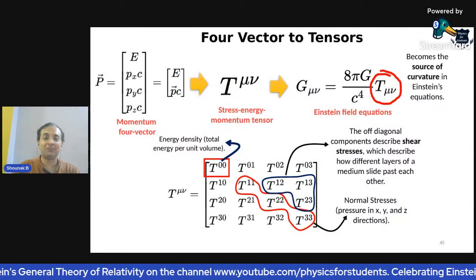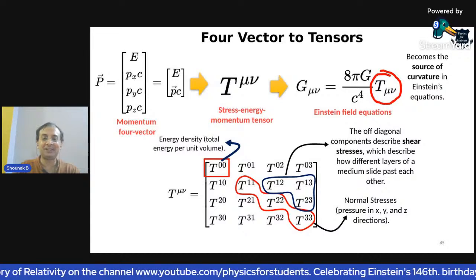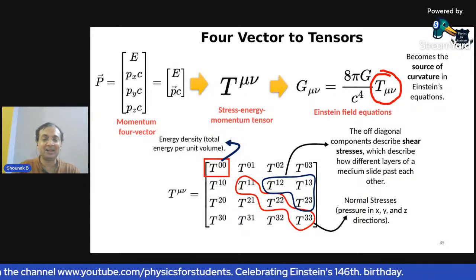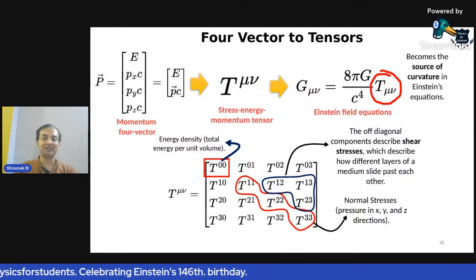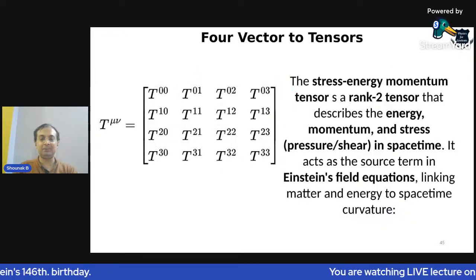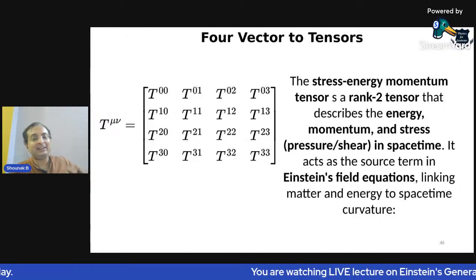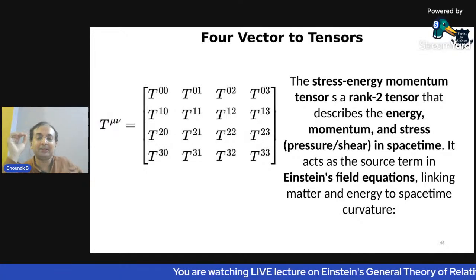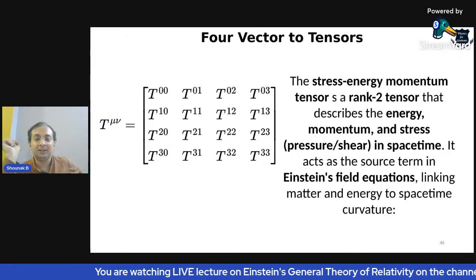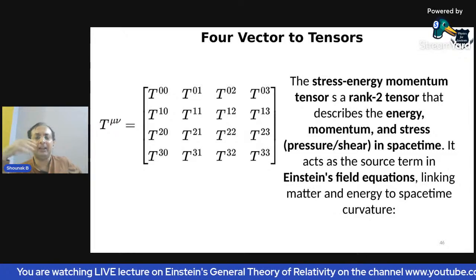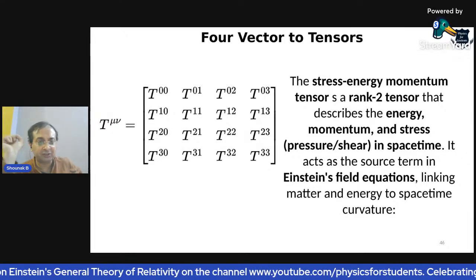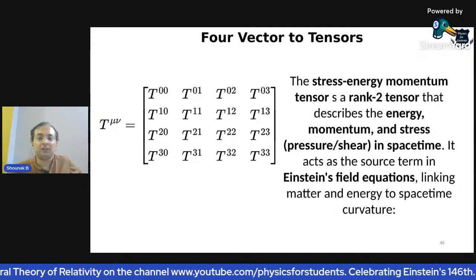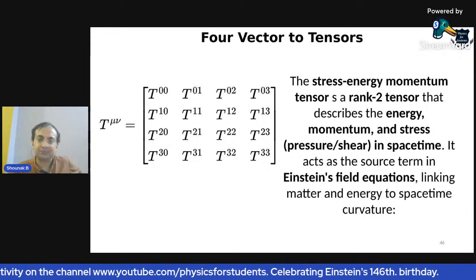So isn't it wonderful? Isn't it beautiful? The transition actually teaches us a wonderful way of understanding mechanics and how it gets there. So here is something you can see the bigger way. What it tells us is that the stress energy momentum tensor is a rank 2 tensor that describes energy, stress, etc. in a tensor form, matrix form, because it becomes easy for the equations.